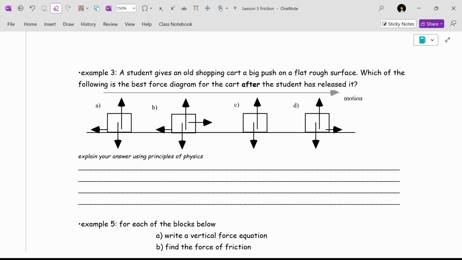Okay, hang on. Let's try that again. Who says diagram A? Okay. Let me phrase that differently. Why must this be the correct answer? Let's see if we can figure it out.